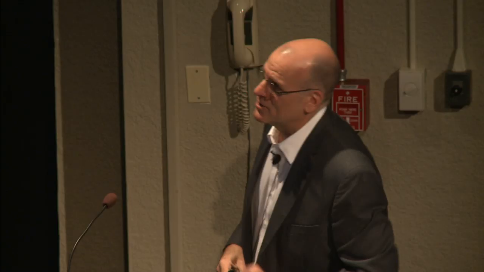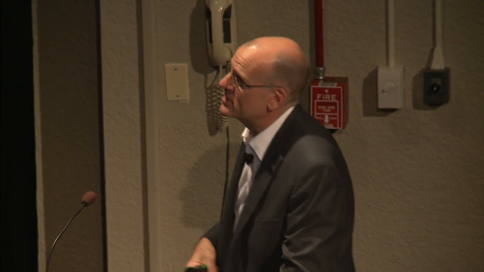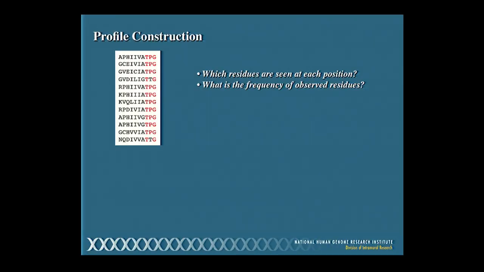So we look at this multiple sequence alignment, and we're going to ask ourselves four questions. Which residues do we see at each position? So which ones can or cannot be at a particular position in this protein family? What's the frequency of those observed residues? How often do you see a given residue? Is it an absolutely conserved position, or is a little bit of wiggle allowed? Which positions are conserved, and where can the gaps be introduced?